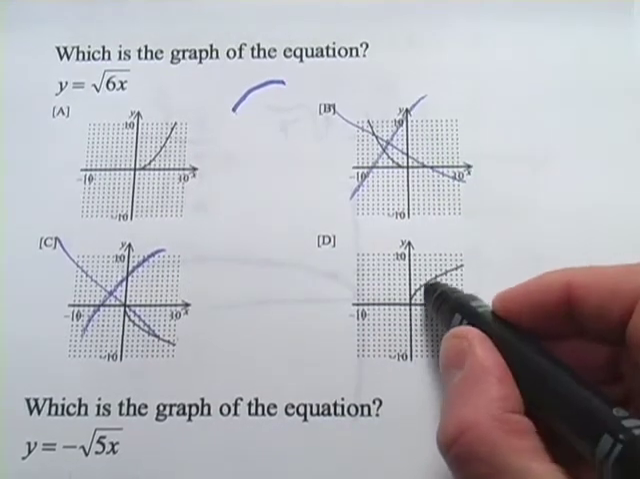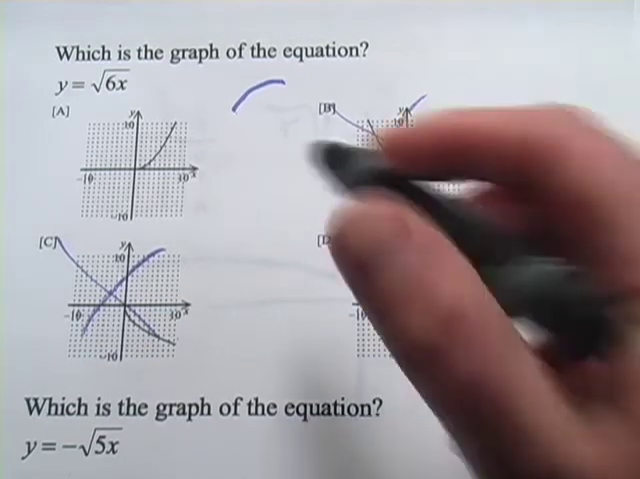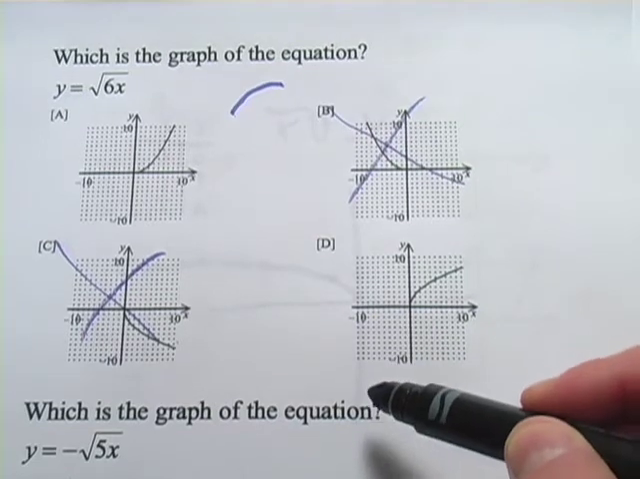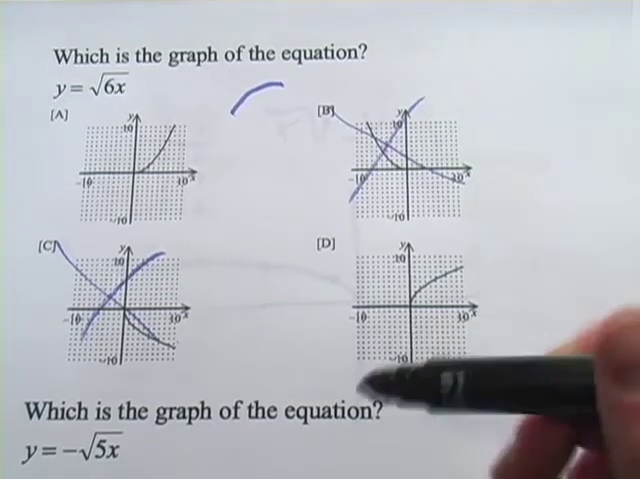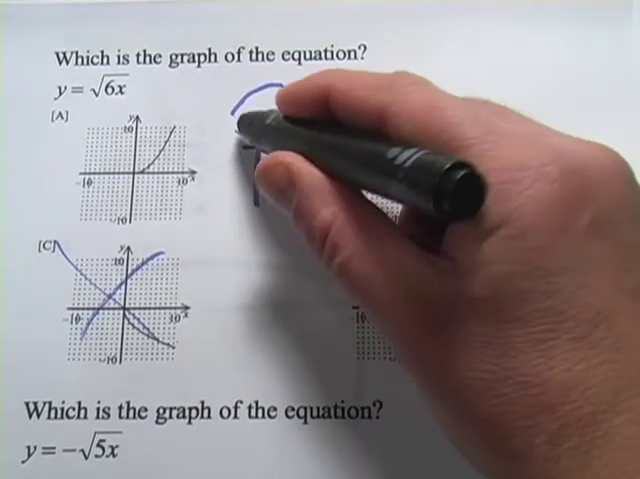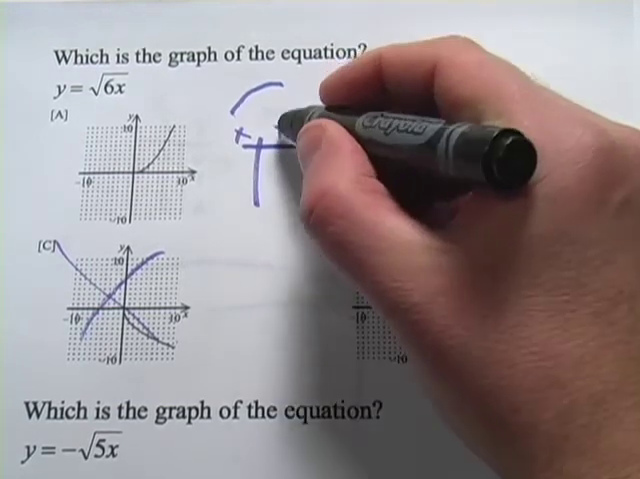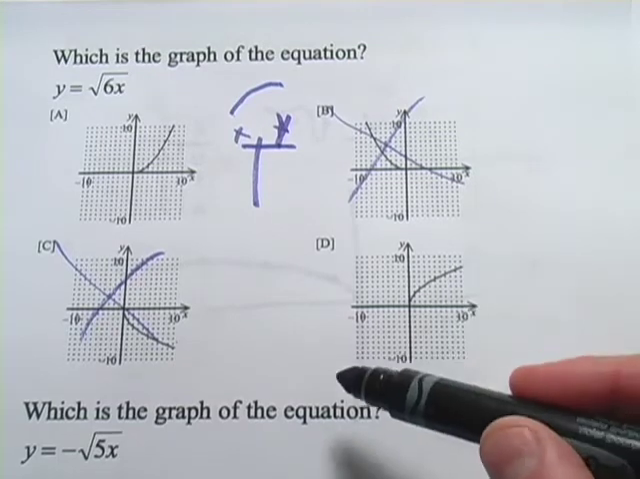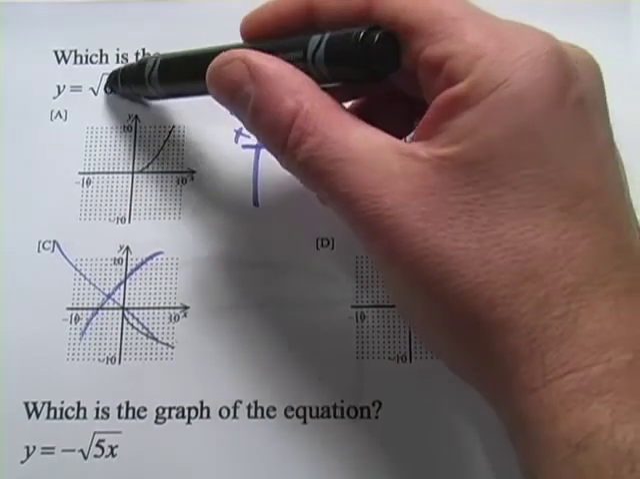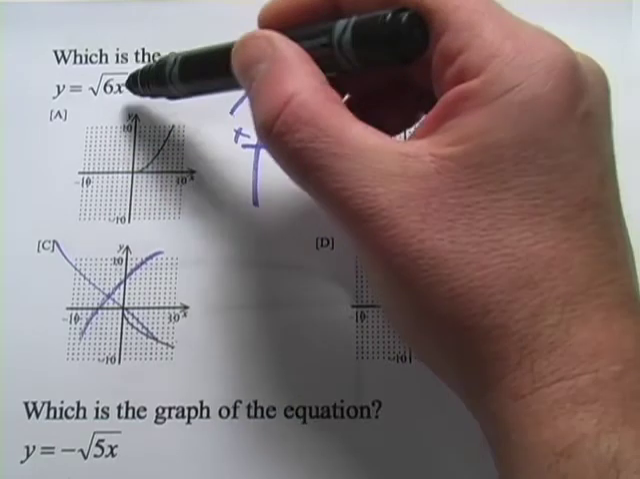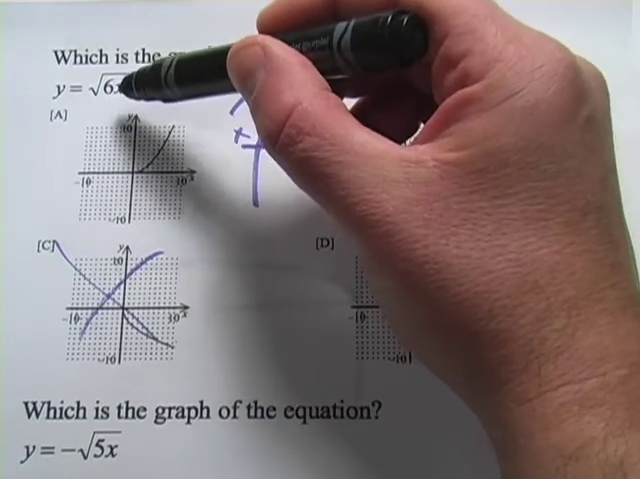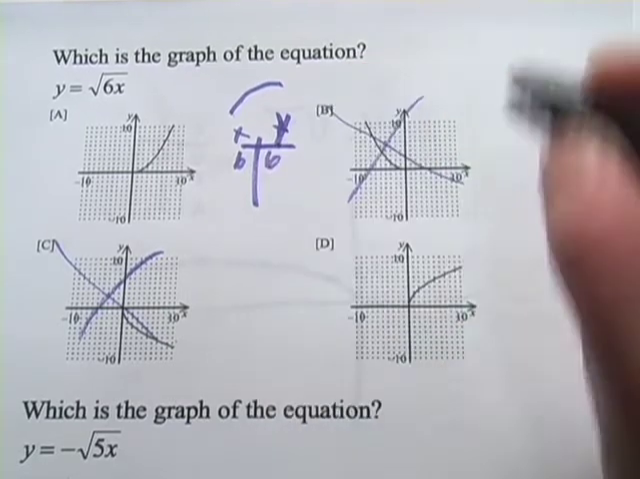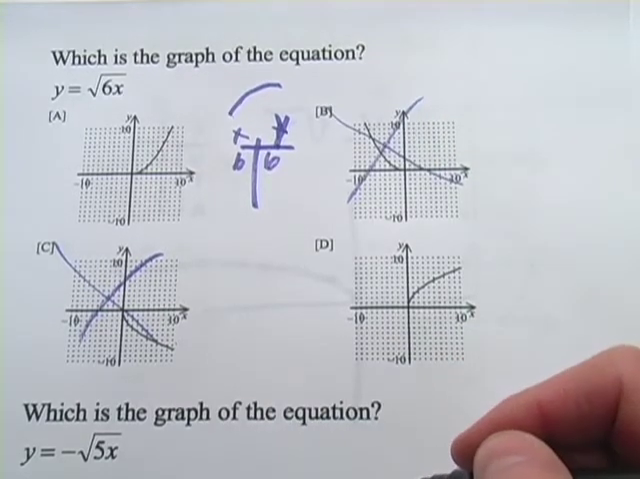Now D has the curvature of our mother function and A has a curvature that's reversed from that. How am I going to know which one it is? You can always plug in some points. Again, 0, 0 is going to be on this graph, and it looks like it is for both of them. Let's pick some other point. We have 6 times x. What if you plugged in 6 for x? Then you get 36. That's easy to take the square root of. So the point 6, 6 should be on this graph.